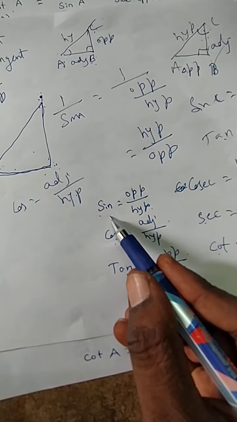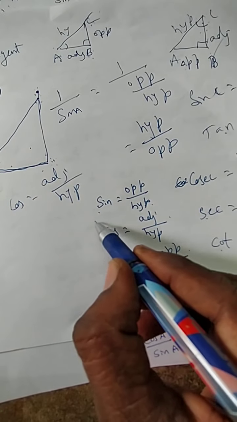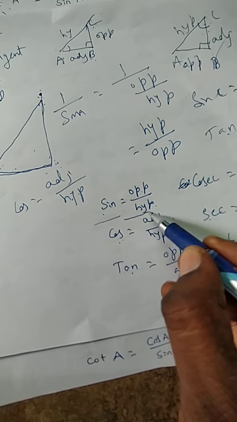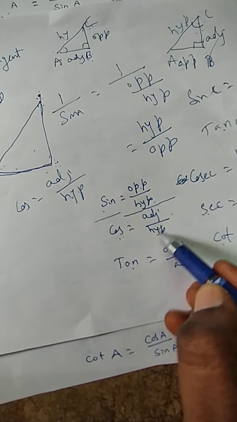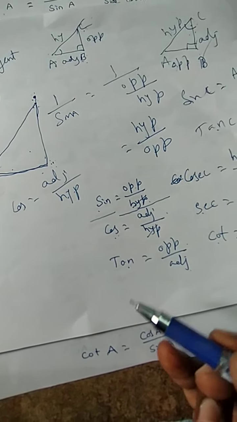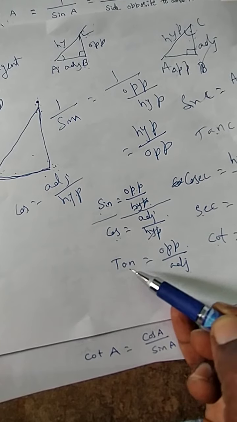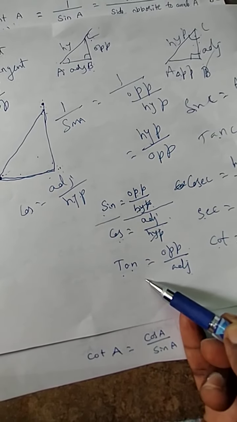For example, this is sin A and this is cos A. Sin A by cos A, what result are we getting here? Sin by cos is opposite by hypotenuse divided by adjacent by hypotenuse. Hypotenuse cancels. What is the balance here? Opposite by adjacent. Opposite by adjacent is the formula for which one? Tan. Clear what I said?